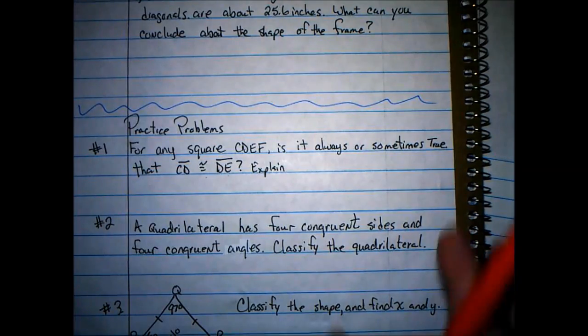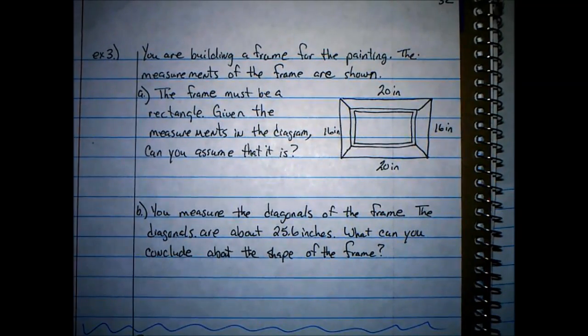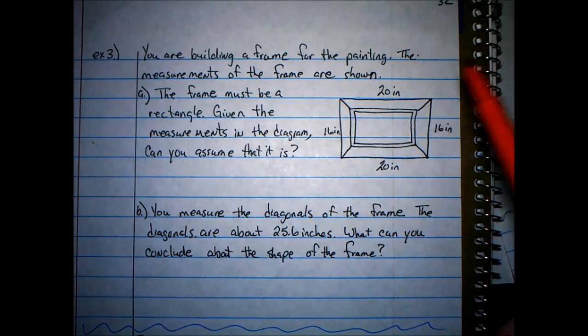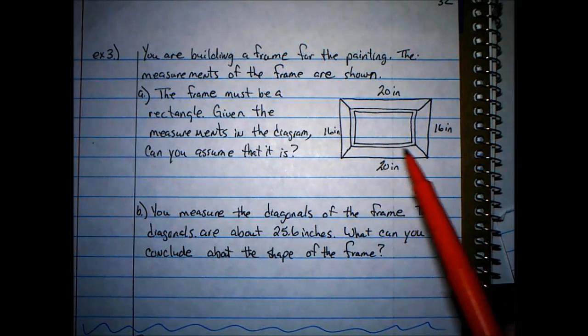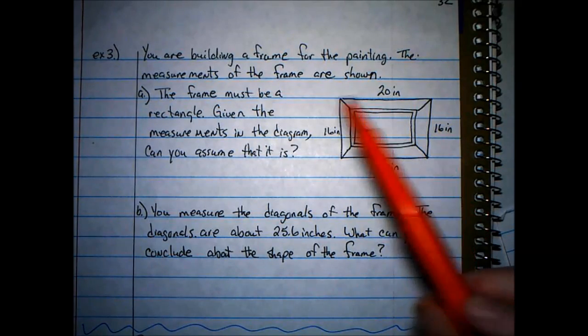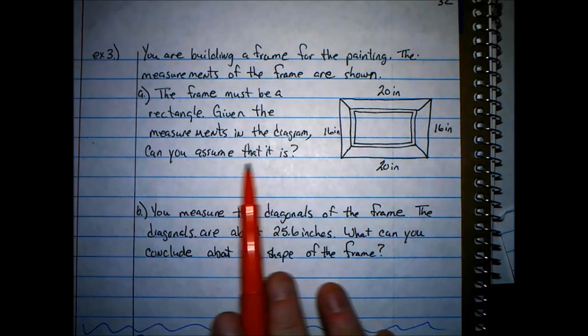Okay, going into our third example. It says you are building a frame for a painting. The measurements of the frame are shown. So here's my drawing of my frame. It's a 16 by 20 frame. The question is, the frame must be a rectangle. Given the measurements in the diagram, can you assume that it is a rectangle?